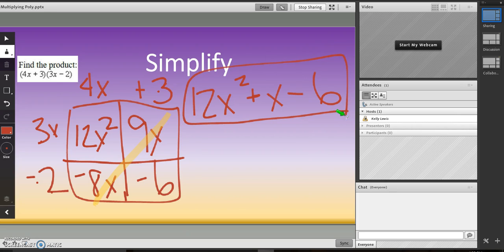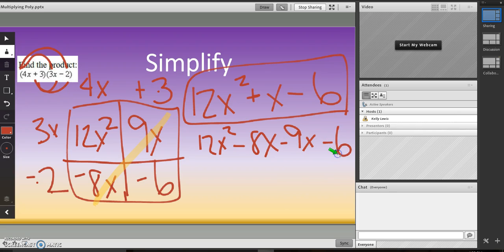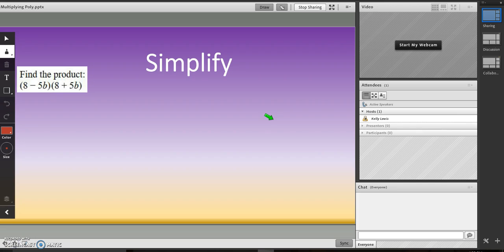If we want to FOIL, we can. 4 times 3, 12x squared. 4x times negative 2, negative 8x. 3 times 3 is 9x. 3 times negative 2 is negative 6. So we still get the same terms as we did in the box. Hang on, I messed up on this one, and then we'll end up with the same answer. It doesn't matter if you want to do the box or the FOIL.